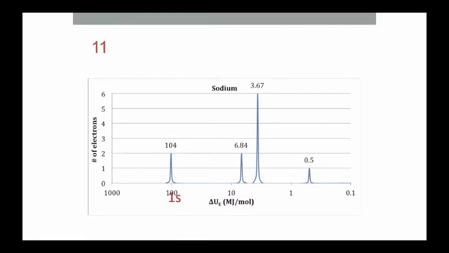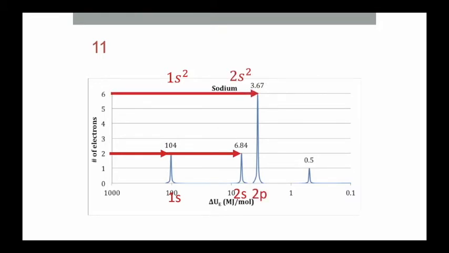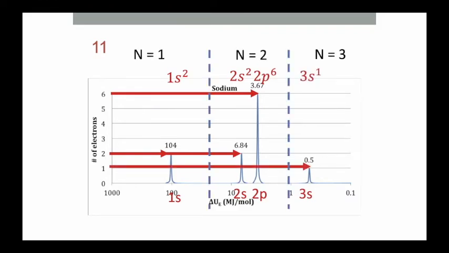We have 2 electrons in the 1s, 2 electrons in the 2s, 6 electrons in the 2p, and we are adding one more orbital. This will be the 3s. And I'm going to draw these lines again so that you can see now we have 3 different shells. Shells number 1 and 2 are full, and our valence electrons are in n equals 3.